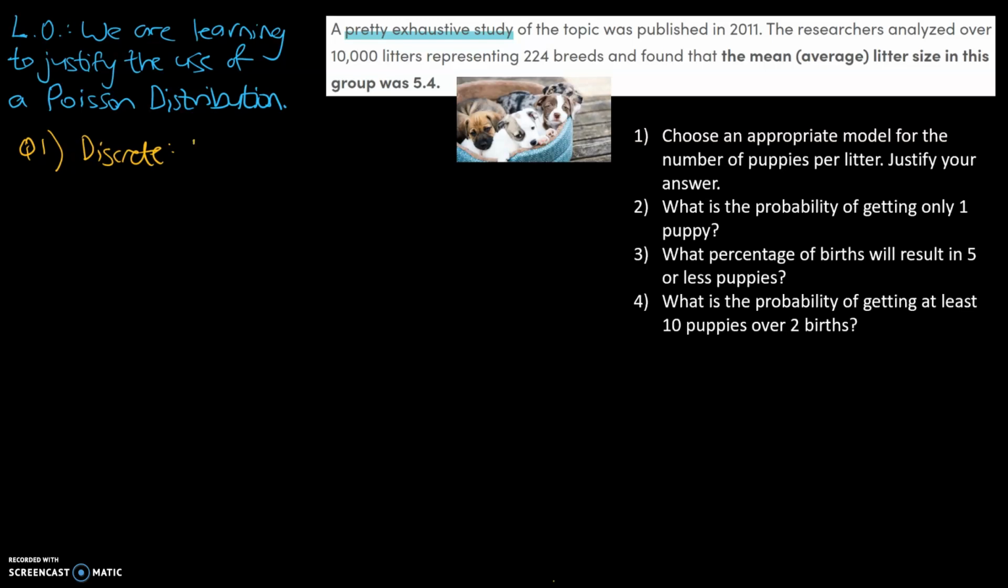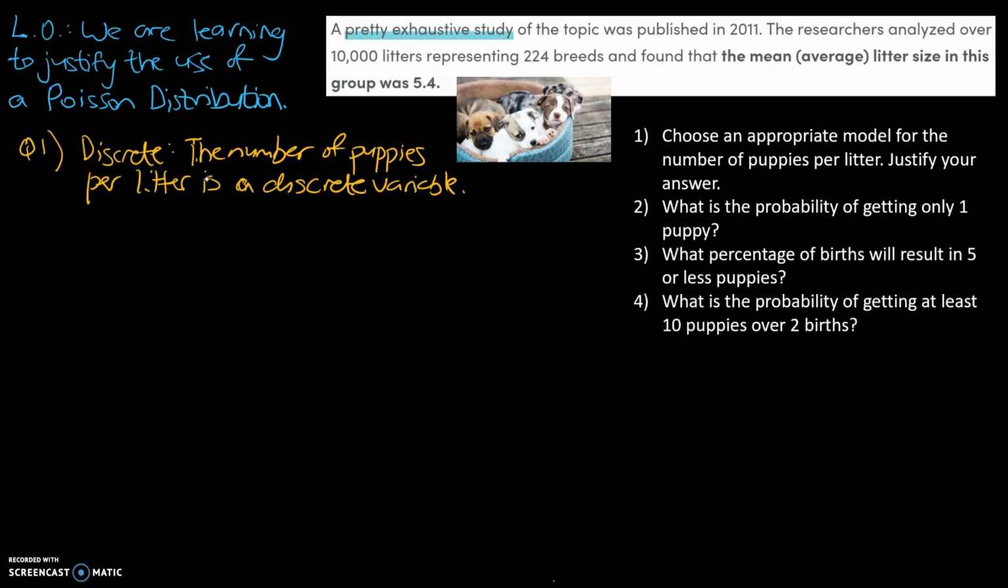So what we can say is the number of puppies per litter is a discrete variable. And that is our first assumption, so that looks like a bit of a tick. In your own example, when you're writing, don't tick and cross as you go, but we're just noting that it looks like we've satisfied that assumption.